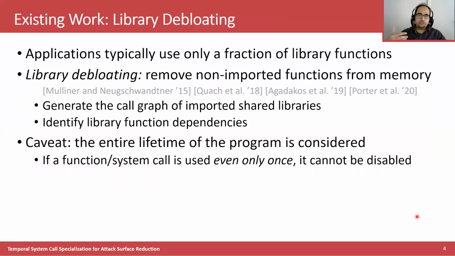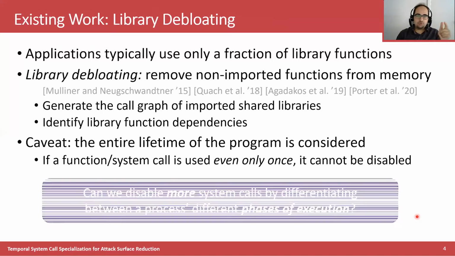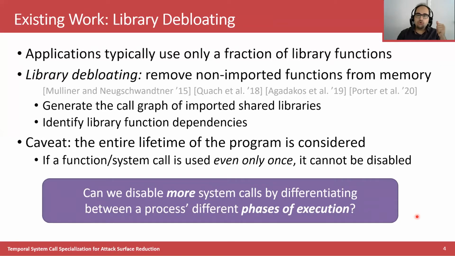The existing work regarding library debloating lies on the fact that applications typically use only a fraction of the library functions. With library debloating, they remove the non-imported functions from memory by generating a call graph of imported shared libraries and identifying the library function dependencies. The caveat here is that the entire lifetime of the program is considered. So if a function or system call is used even only once, it can't be disabled. The question that we would like to answer is, can we disable more system calls by differentiating between a process's different phases of execution?